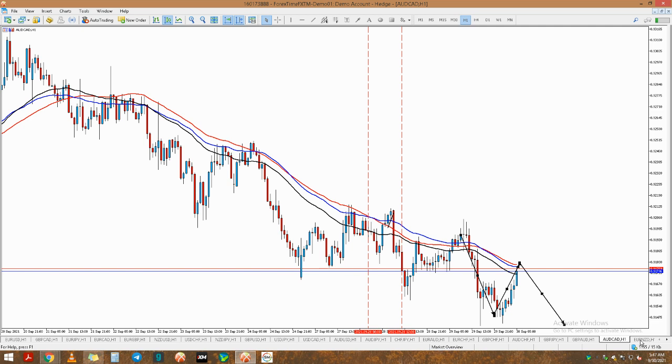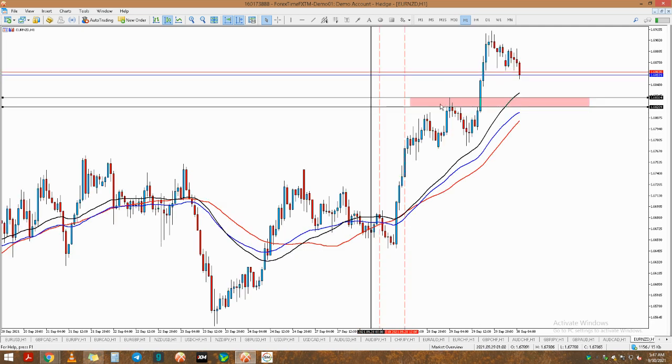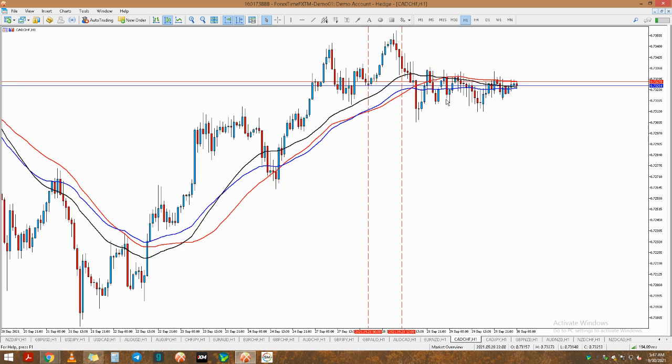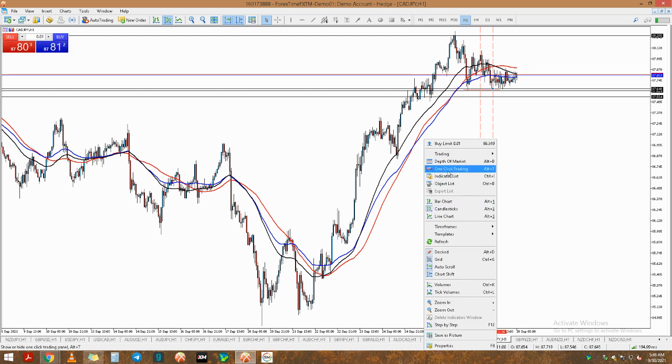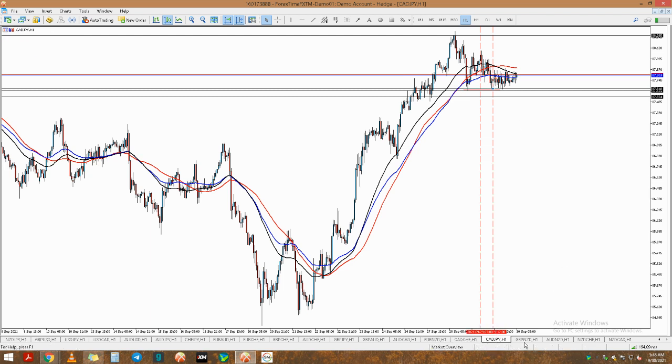Next, we have Euro NZD. Euro NZD looks good, so we'll simply wait. We already have that push upwards. We'll be waiting for this retracement to come to this point. Then we see if we can get a push upwards. Also, we have CAD CHF, there is nothing interesting. CAD JPY, there is nothing interesting.